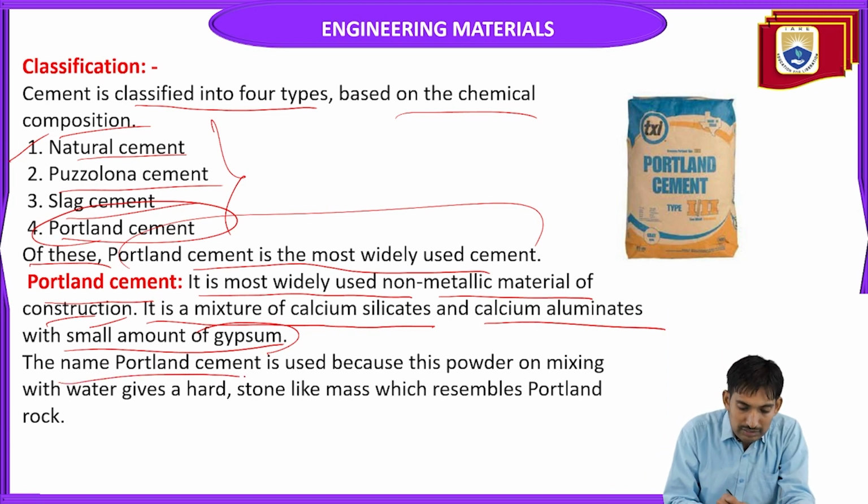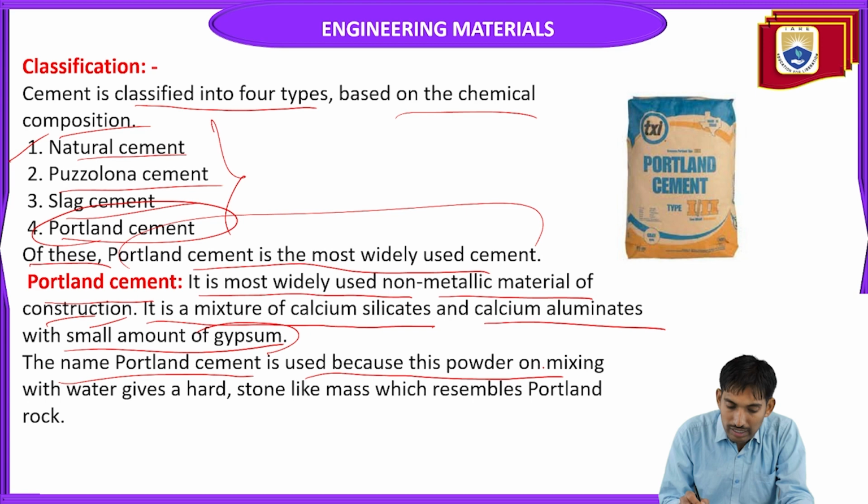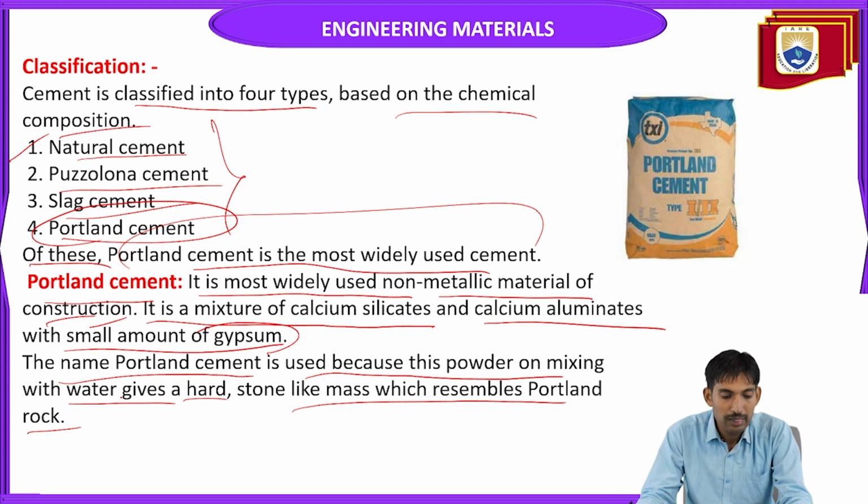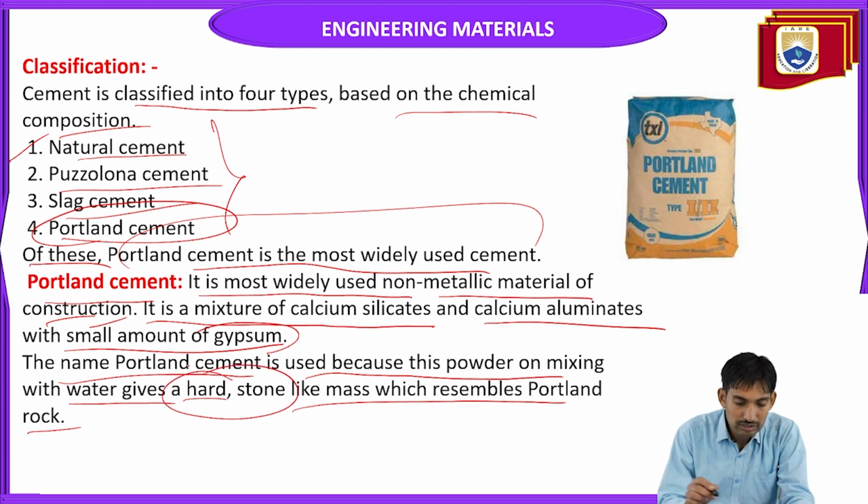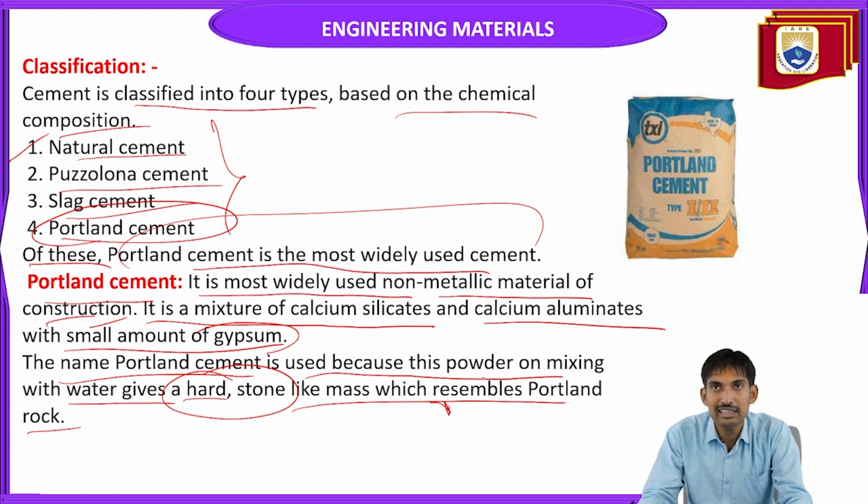The name Portland cement is used because this powder, on mixing with water, gives a hard stone-like mass which resembles Portland rock. That's why we call it Portland cement.